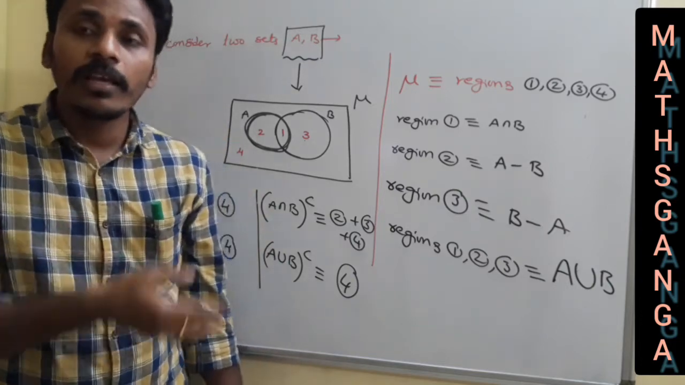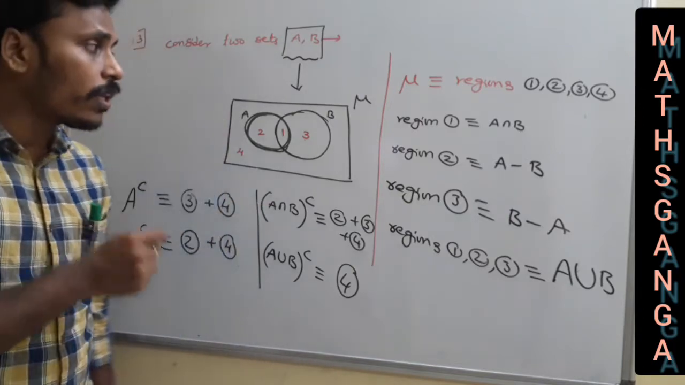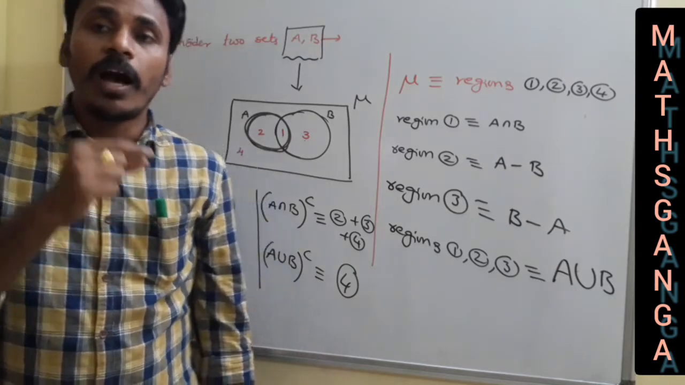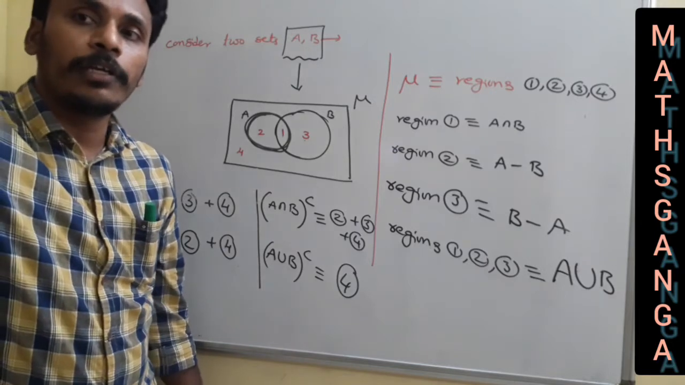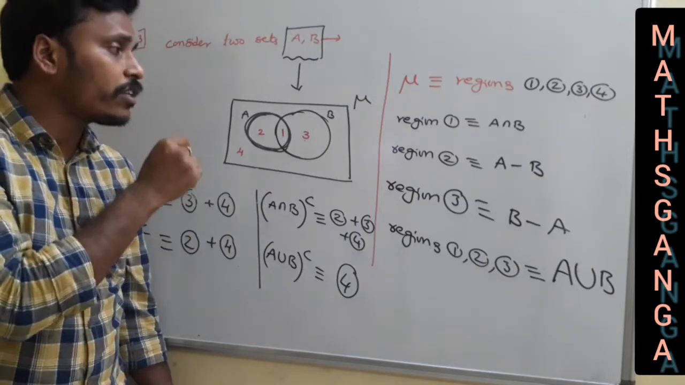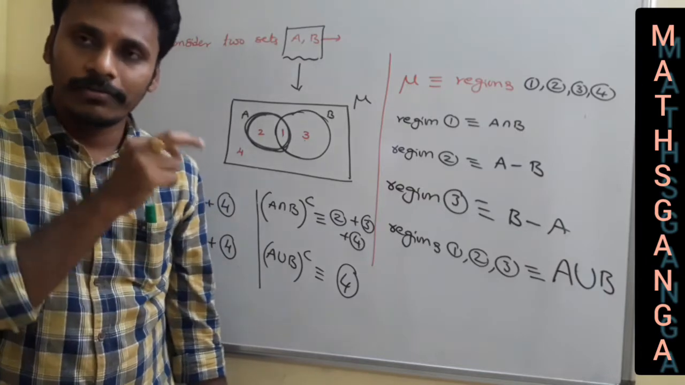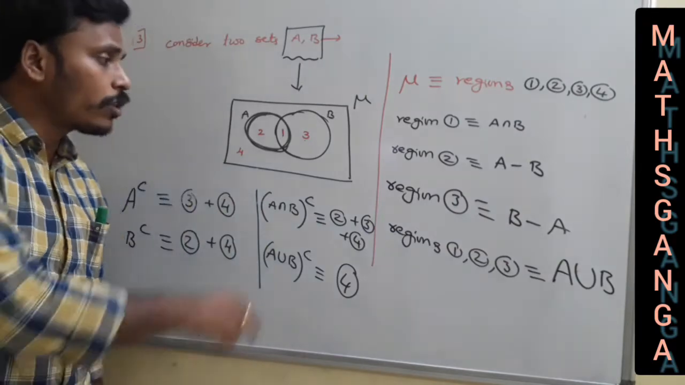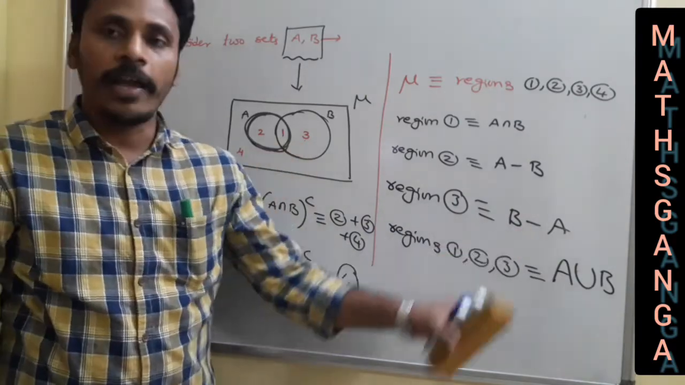Now I am thinking region by region and the set definition. If you think about region 1, that region is common for both A and B, and that's why I say it is A intersection B. Whereas region 2 is in A, not in B, so that region is indicated by A minus B. Region 3 is in B, not in A, so B minus A.